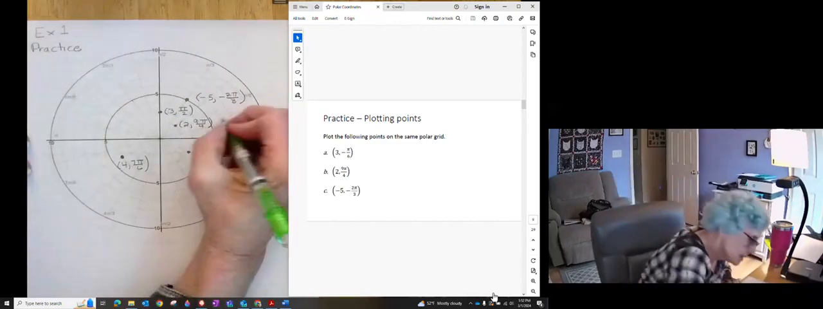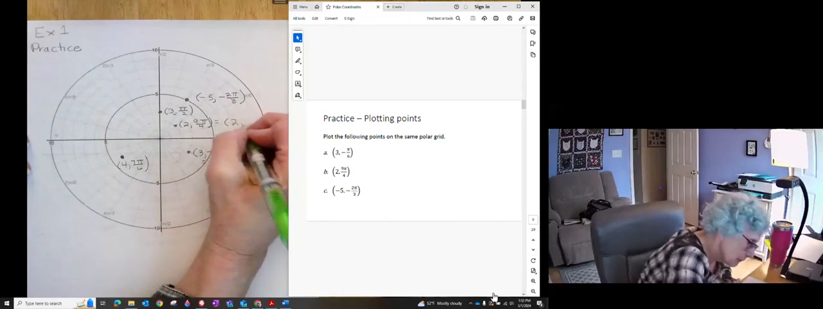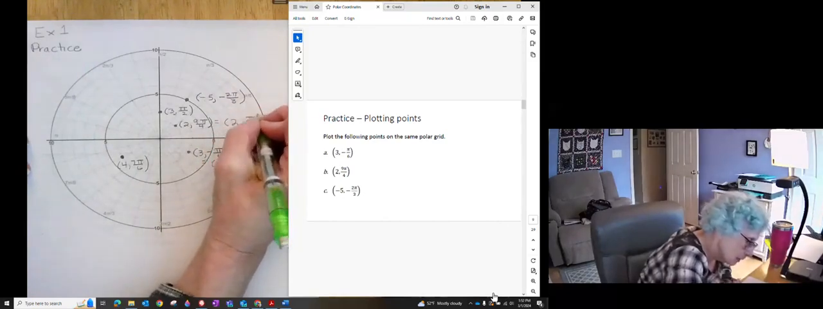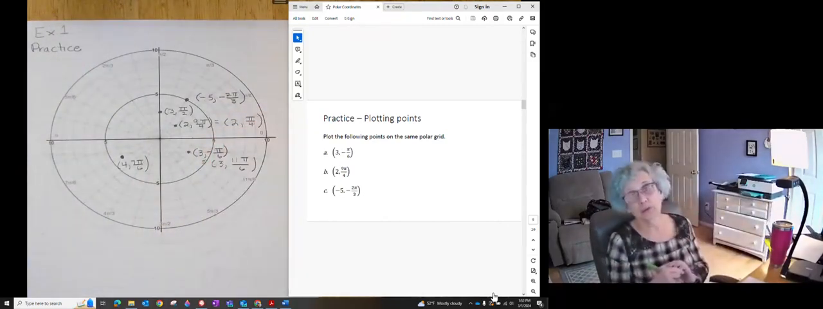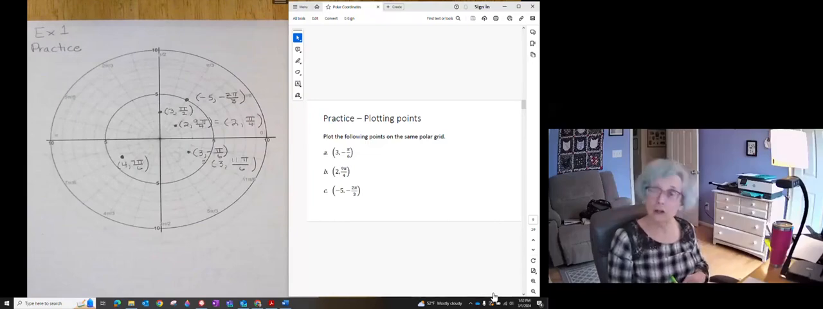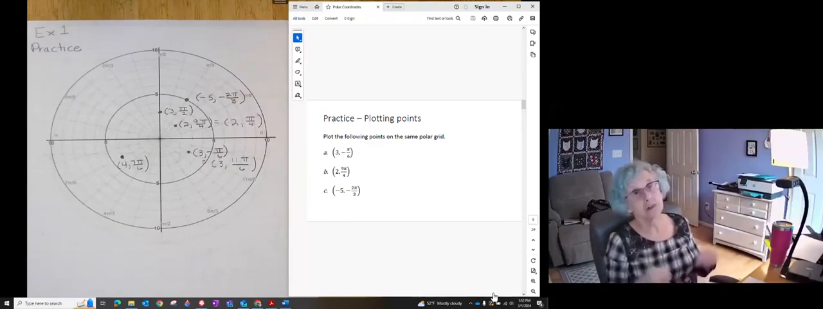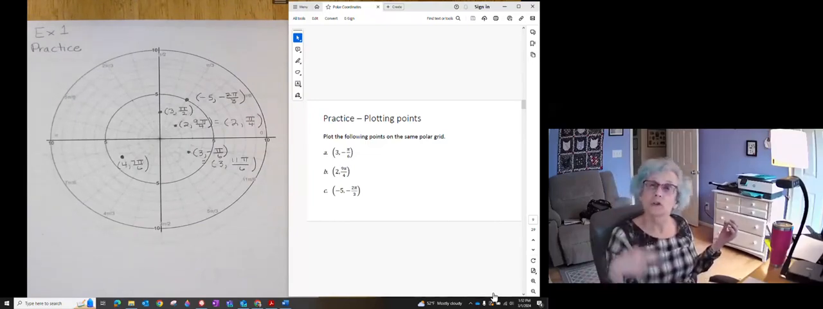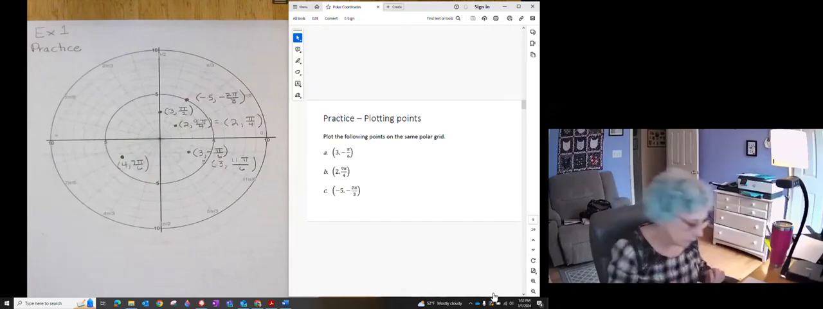So this is the same as 2 and pi over 4, because you remember from Unit 1, 9 pi over 4 and pi over 4 are coterminal angles. So for every coterminal angle, you have another way to represent a polar coordinate.